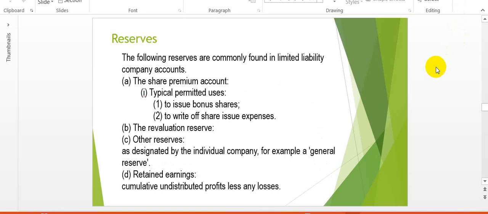We now look at reserves. There are a number of different types of reserves which you'll find in the financial statements. We've looked at one already, the share premium account, which we determined in the previous question can be used to issue bonus issues and increases if shares are issued at more than the nominal value.